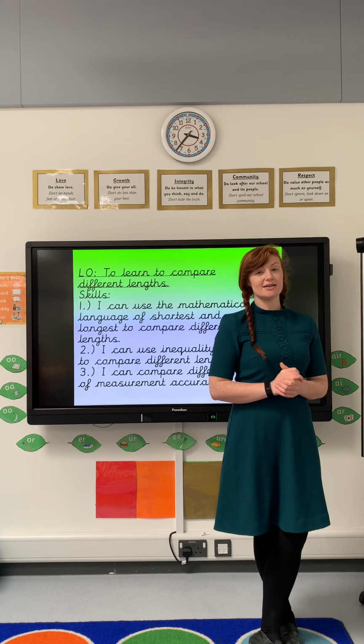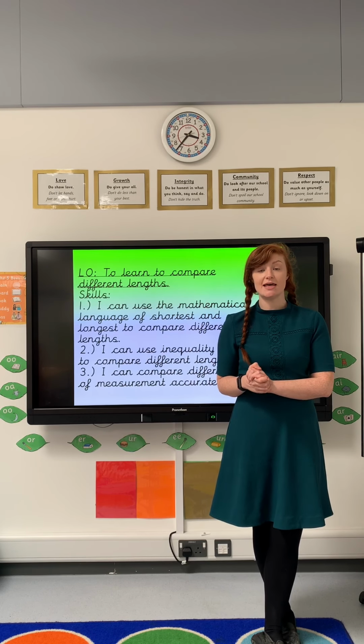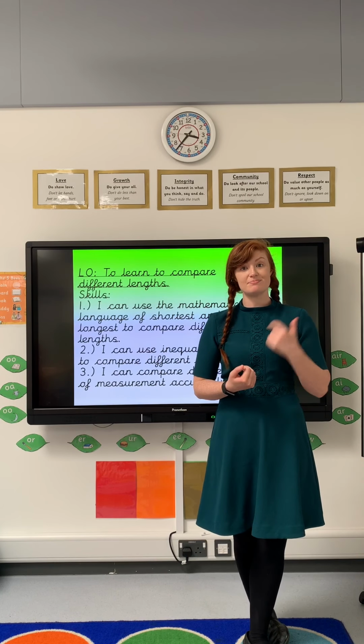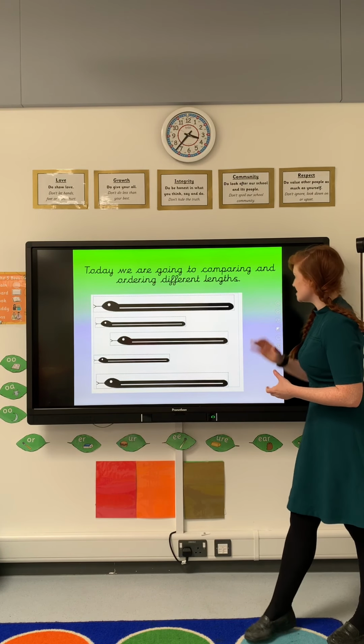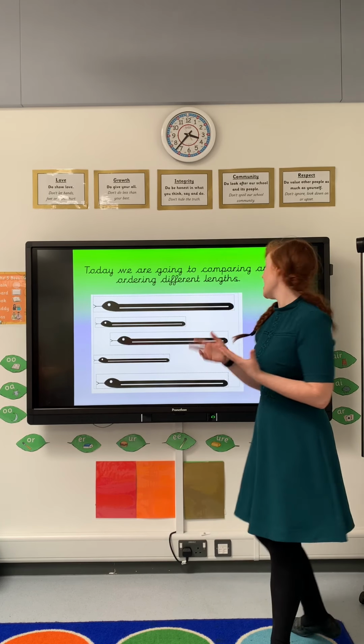Today we are going to be learning to compare different lengths. If you're in year 2, you're going to be looking at lengths in centimetres and metres, and if you're in year 3, you're going to be looking at lengths in centimetres, metres and millimetres. So today we're going to be comparing and ordering different lengths.